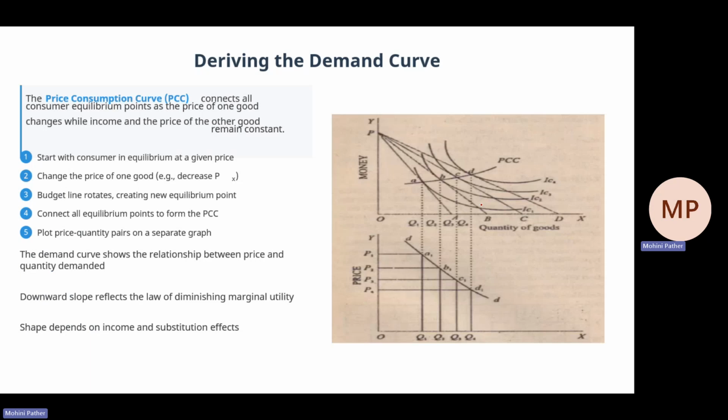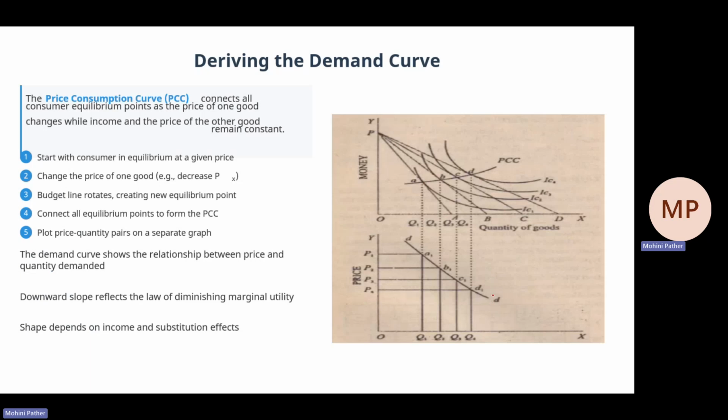Now, when we plot all these price quantity pairs on a separate graph, what do you get? Your demand curve. So your demand curve is a consideration of all of these aspects that we have considered. This is looking at your budget line, your substitution, your preferences for one product over another, your indifference curve, the objective of your consumer to maximize their consumption. And when we plot all of this information together and we draw our PCC, you'll see that it perfectly aligns with the price and quantity demanded. And this reflects our demand curve.